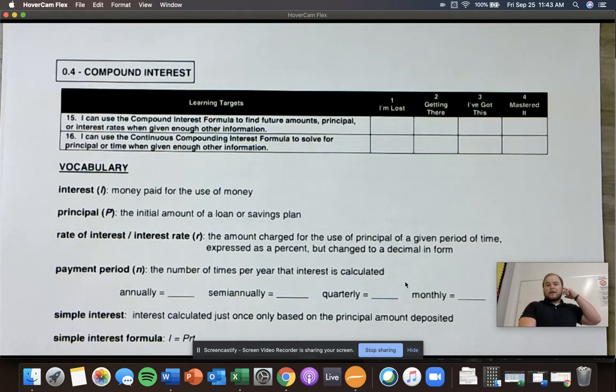Today we're going to be covering compound interest. So we're going to be dealing with some money. And just to get started, let's go over some vocabulary just so we know what we're talking about.